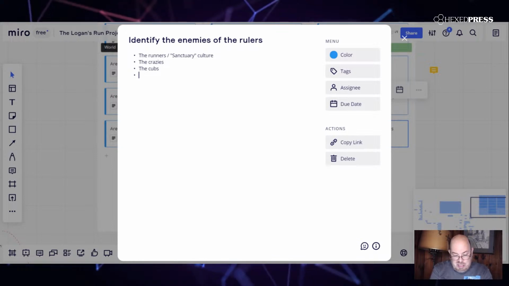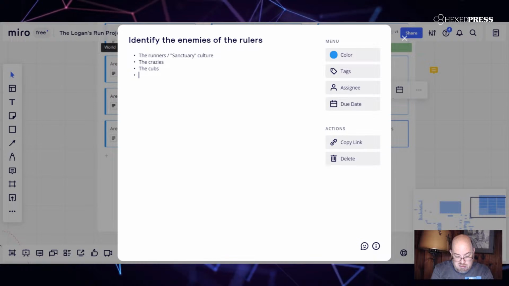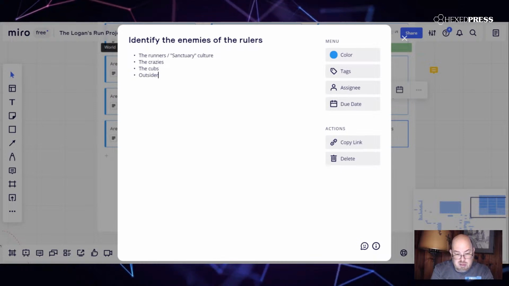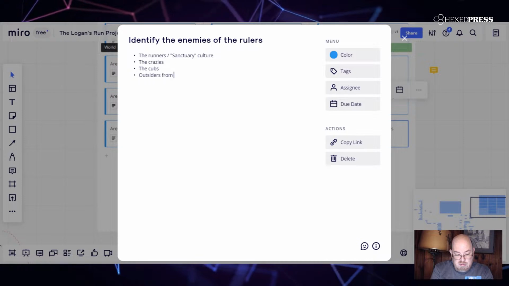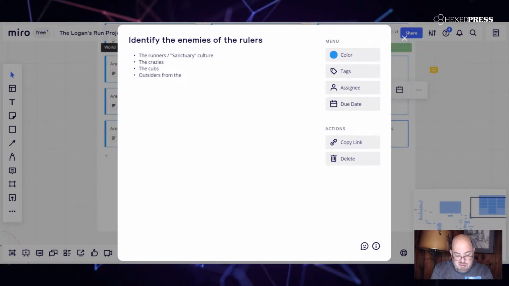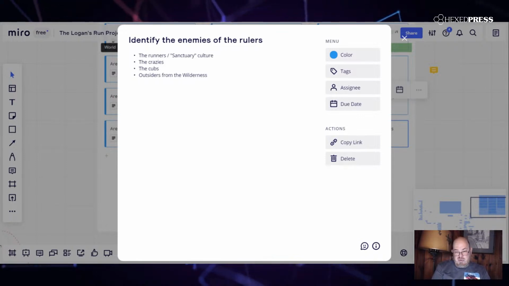And then we have any kind of dome outsiders, from the wilderness. Those would definitely be enemies, though. We haven't really defined them much, but anything basically outside is going to be an enemy.